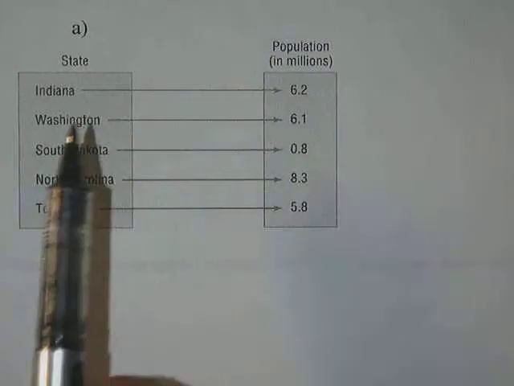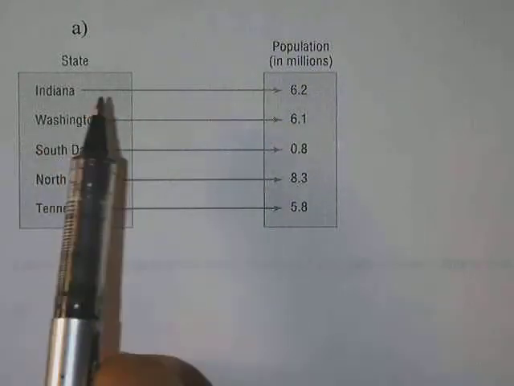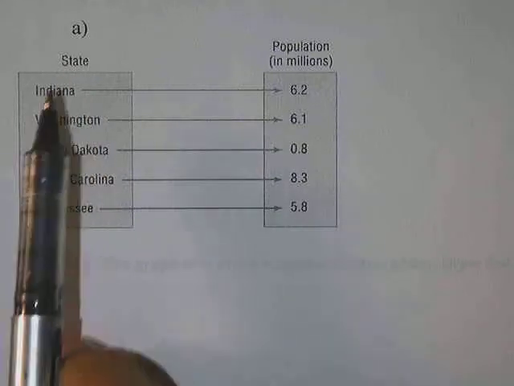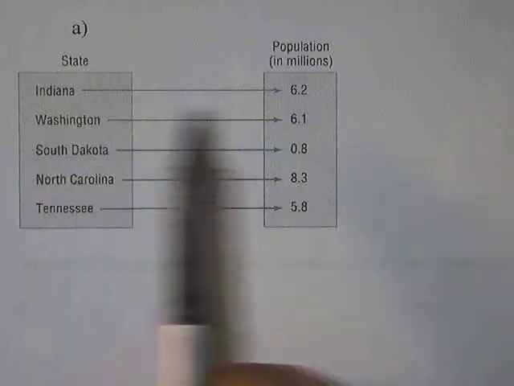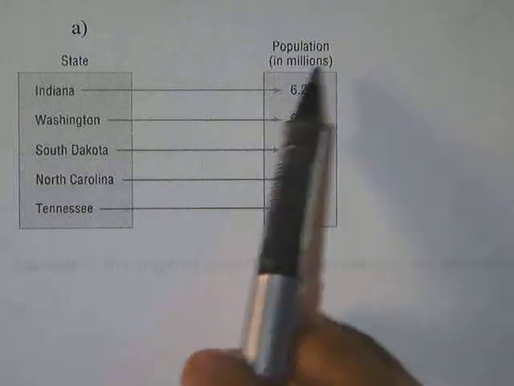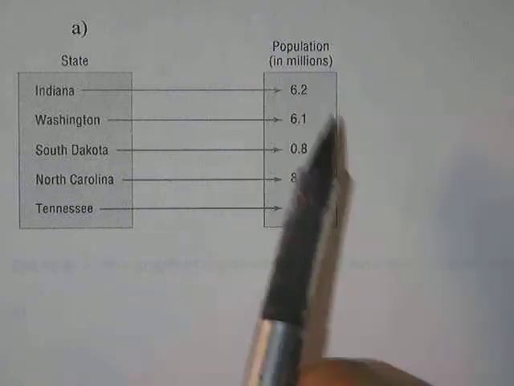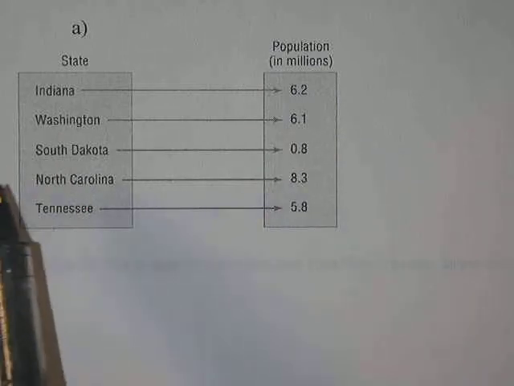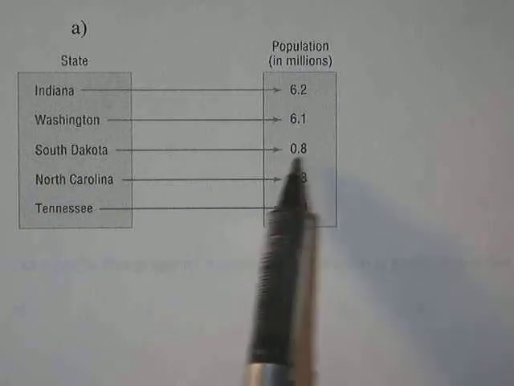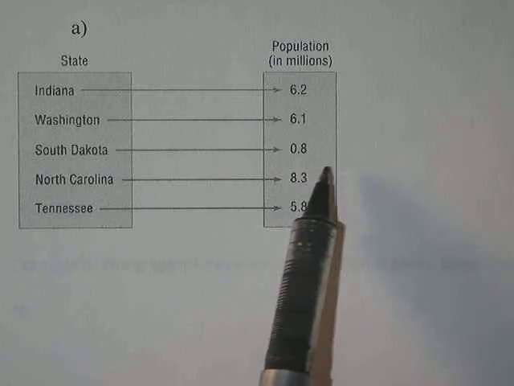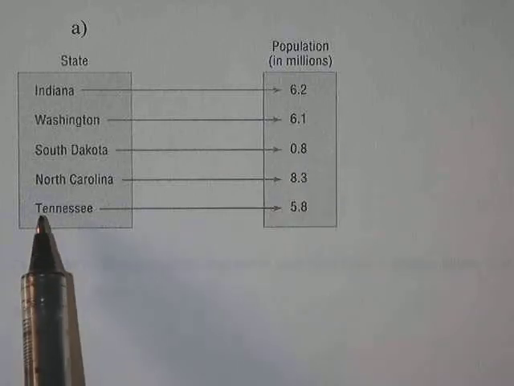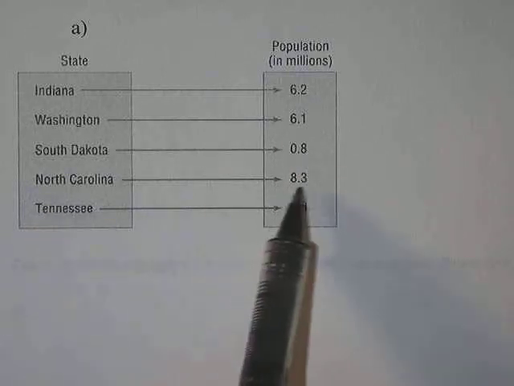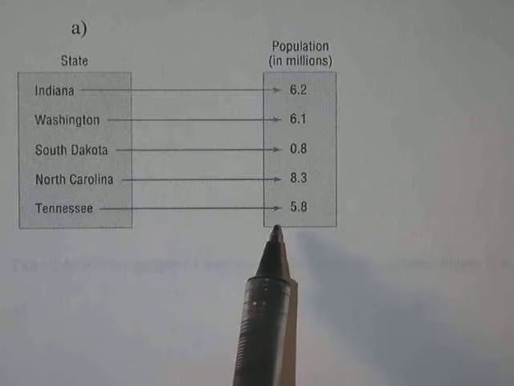So example A, they gave you the input. The input is all the states. Indiana is mapped to 6.2 population in millions. This is your output. Washington is mapped to 6.1. South Dakota is mapped to 0.8. Somehow, South Dakota is not very populated. North Carolina is 8.3, and Tennessee is mapped to 5.8.